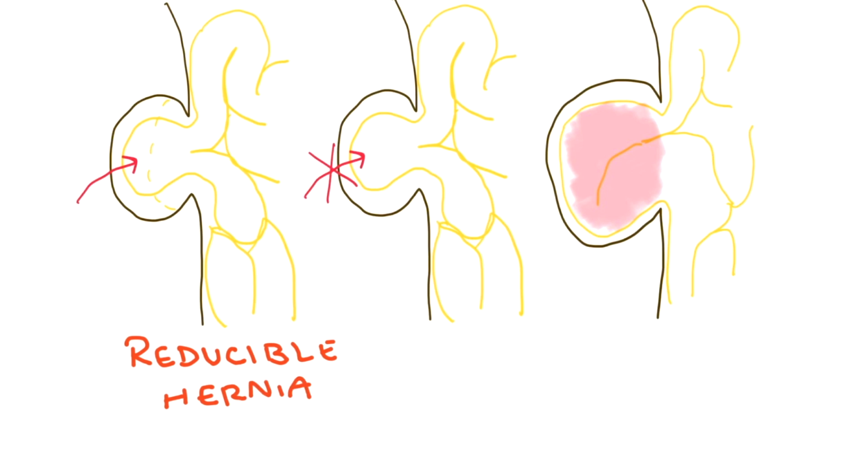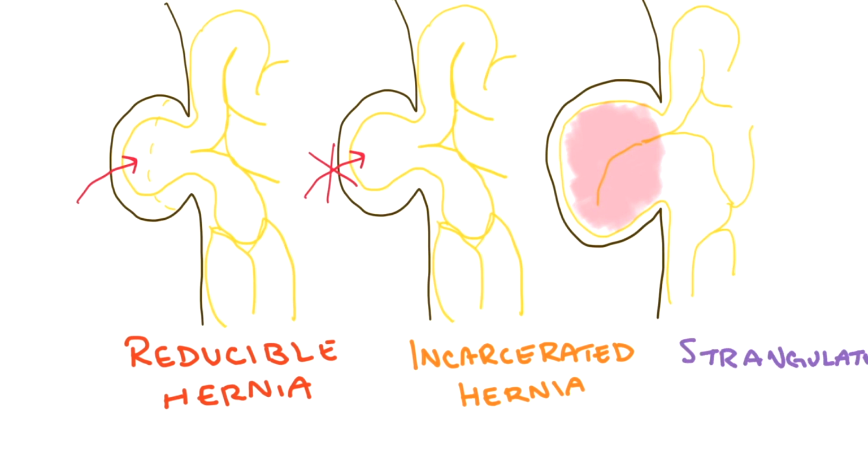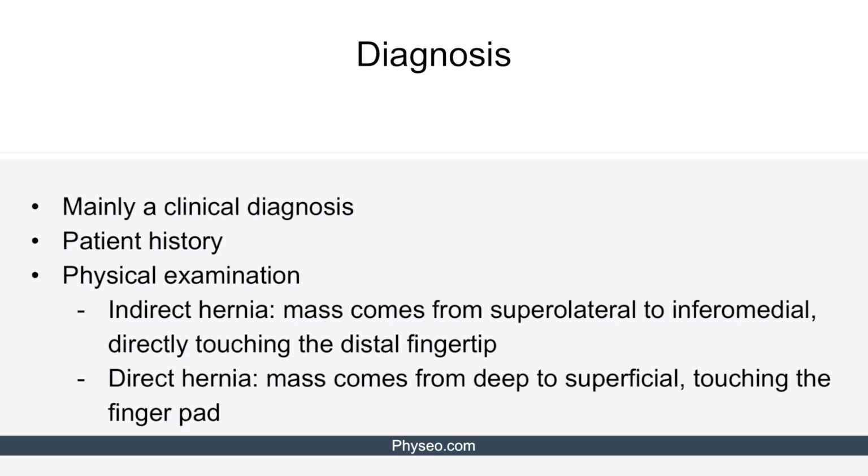The first one, in the middle image, is an incarcerated hernia, which means that the mass is irreducible, but the skin over the hernia does not have any changes and the blood supply is adequate. Lastly, we have a strangulated hernia, an irreducible mass with the signs of ischemia or necrosis due to loss of blood supply. Let's continue with the workup of inguinal hernias.